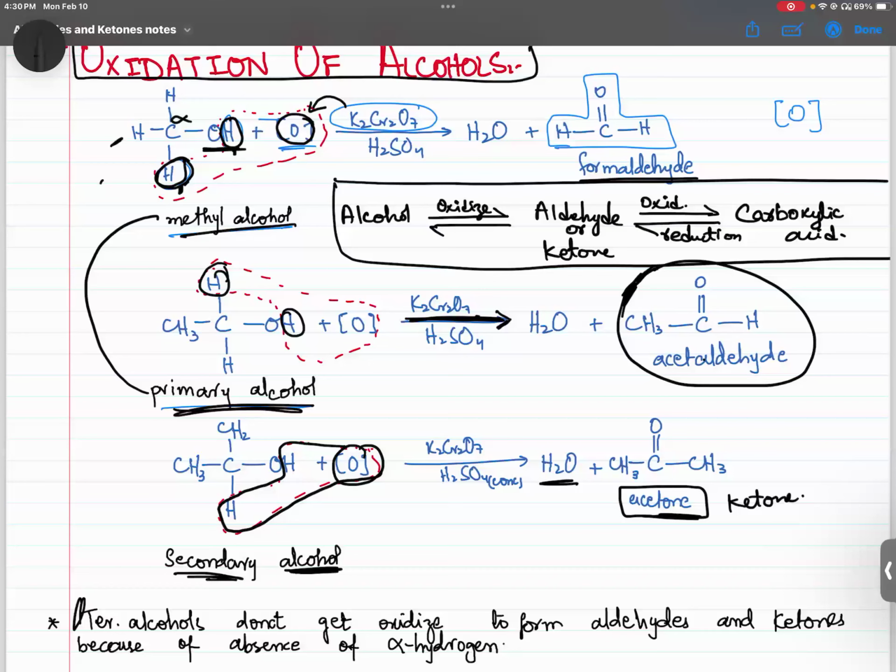Just note down this whole thing. As I told you, what is alpha hydrogen? The OH is attached to a carbon. That carbon is known as the alpha carbon, and all the hydrogens attached to this alpha carbon are known as the alpha hydrogen. Tertiary alcohols will not oxidize to aldehydes and ketones due to what? The absence of alpha hydrogen. The OH is attached to a carbon which is attached to three different carbons, so it is not able to produce it.